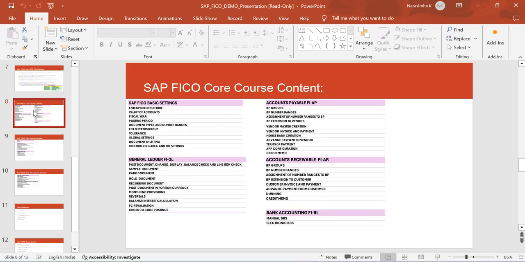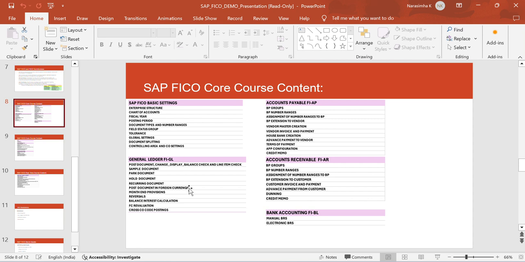Again, as I said, we are going to discuss submodules like GL, AP, AR, module wise and submodule wise. For example, if you take FICO basic settings: what is the enterprise structure, what is the chart of accounts, fiscal year, posting periods. So these are some of the main settings. I have mentioned some of the points only.